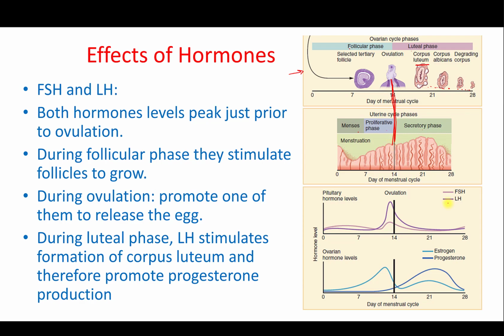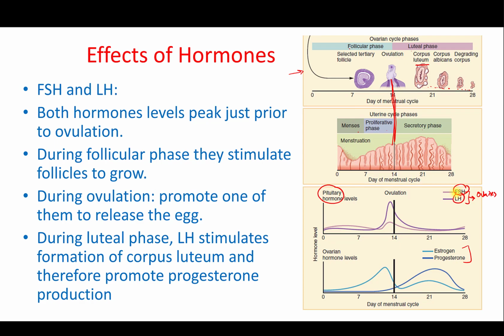Now, for the roles of the hormones, we have 4 hormones: FSH, LH, estrogen, and progesterone. Each one is targeting different structures and coming from different glands as well. We know FSH and LH are pituitary hormones, so they come from the pituitary gland and they will target the ovaries.